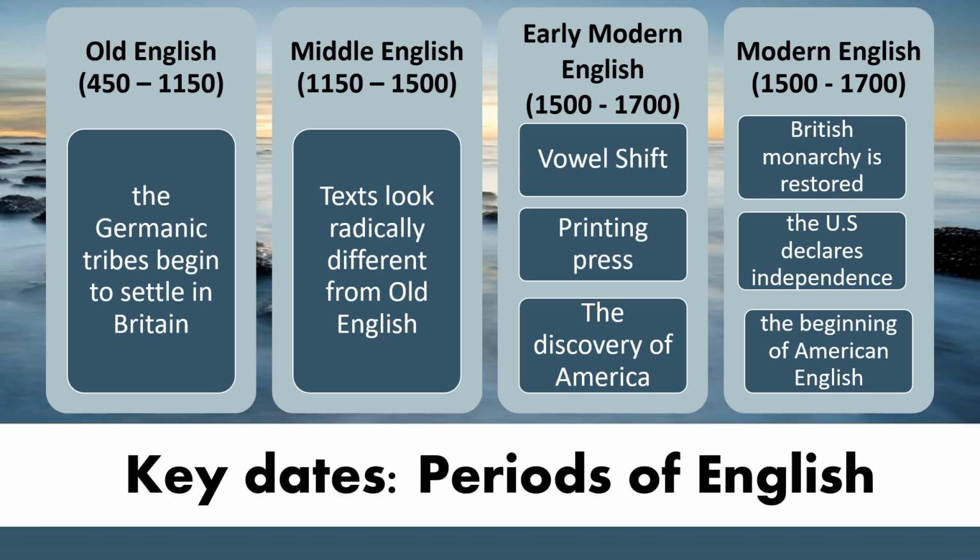And then the next cutoff point is 1700 for the modern English period. And there are again a few useful dates around here that we can use as a kind of benchmark. So the British monarchy is restored in 1660. We also find that in 1766 the US declares independence, and that marks what we might call the beginning of American English as a separate linguistic form.